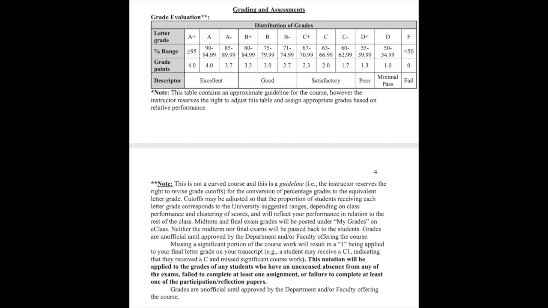However, if you do good but not excellent, that's a B. So nothing to look down on with a B. It's good work. C is understood as satisfactory, D+ is poor, and a D is a minimal pass, and then anything below 50% is a fail.